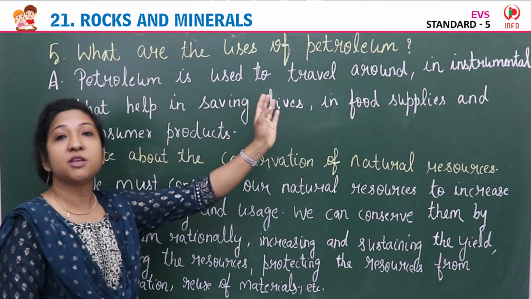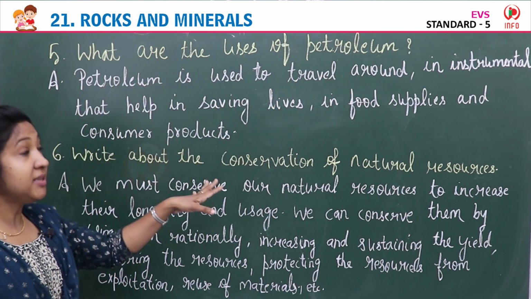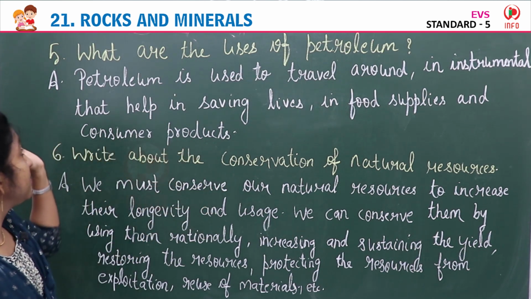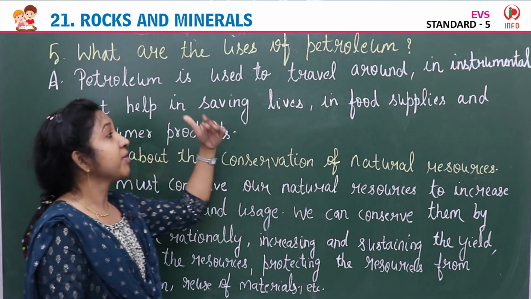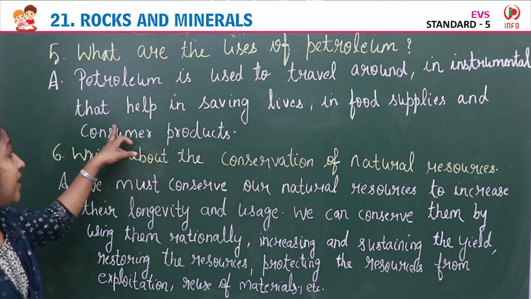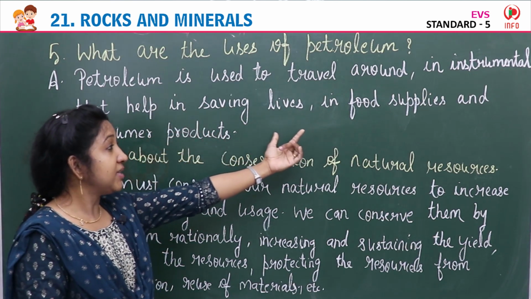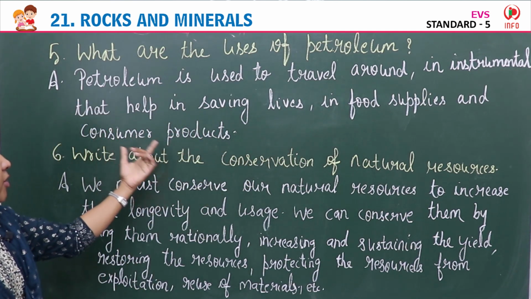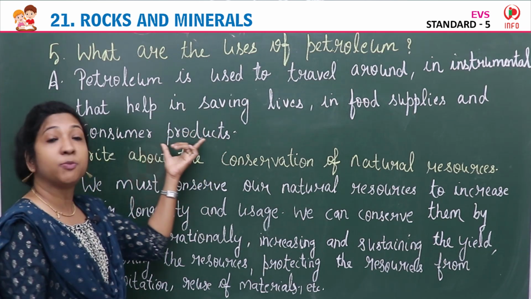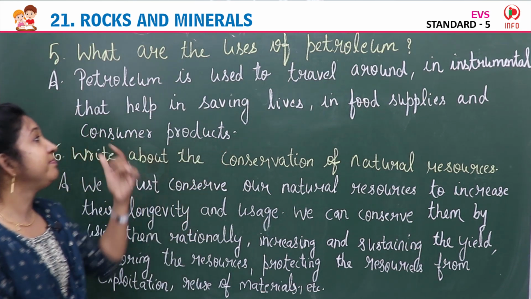Yes, children. So coming to the next question, question number 5. What are the uses of petroleum? Yes, so petroleum is another natural resource. So answer is petroleum is used to travel around. Then in instruments that help in saving lives. Then in food supplies and consumer products. So petroleum is used in food supplies and all the products which we are using nowadays consist of petroleum.